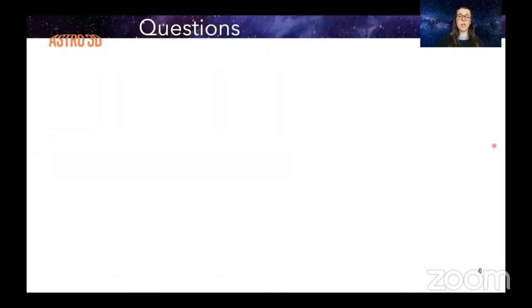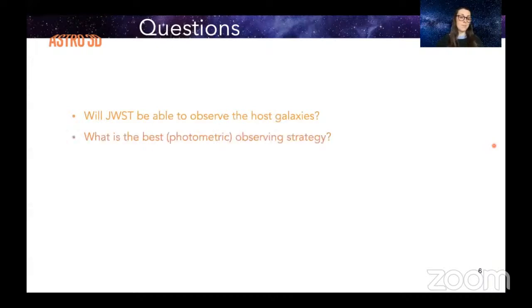So in this work, we're trying to address a few key questions. So firstly, will JWST actually be able to observe the host galaxies of redshift 7 quasars? Secondly, what's the best observing strategy using James Webb to observe these quasars? And for this, I'm only considering photometric observations just because of the way that these HST studies have been completed in the past. And then finally, what are the best quasars to target with JWST? Are some going to be more detectable than others?